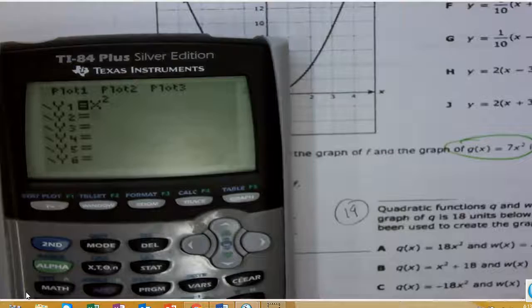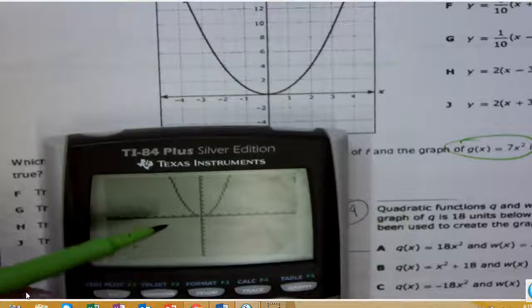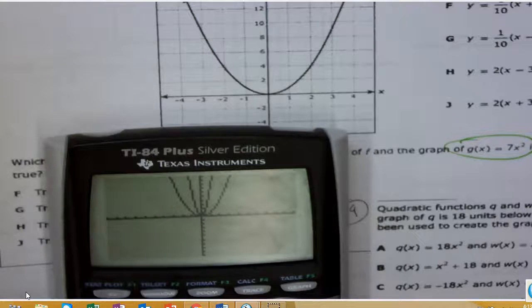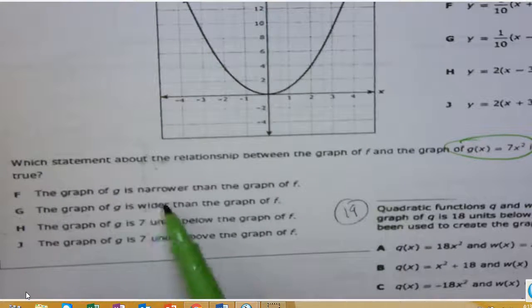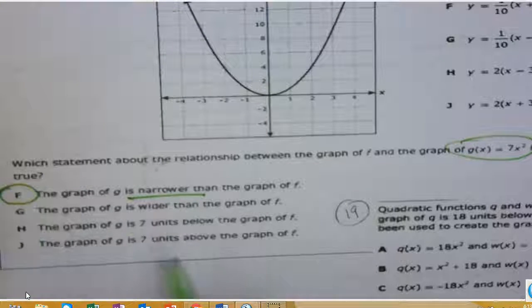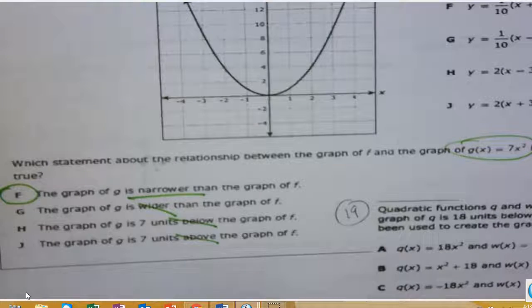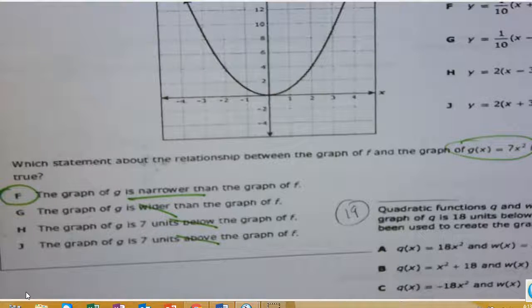Move that down, 7x squared. Graph them. See what happens. There's the x squared. There's the 7x squared. What just happened? The graph got narrower. So there's my answer. It's not wider. It didn't move below. It didn't move above. Okay?